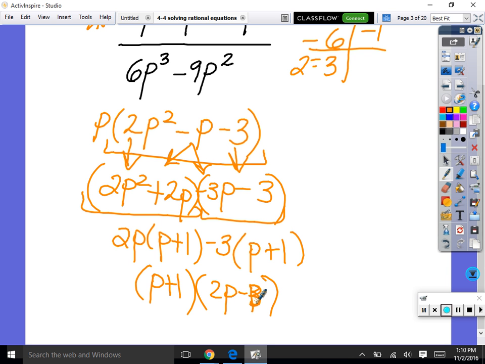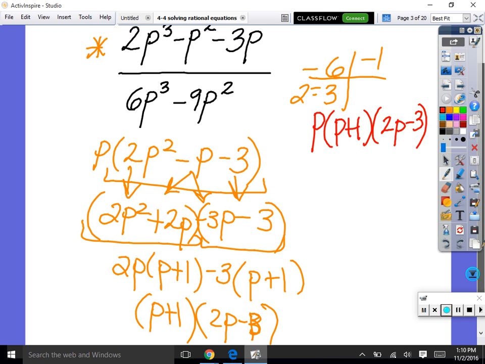So we had, let's keep our work straight. I'm going to write it over here. On top we factored out a p to begin with, then we had a p plus 1, and then we had a 2p minus 3. Now let's factor the bottom out.